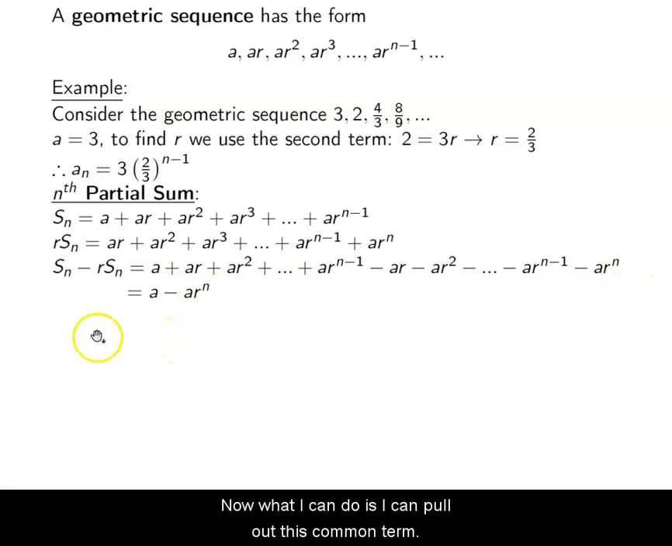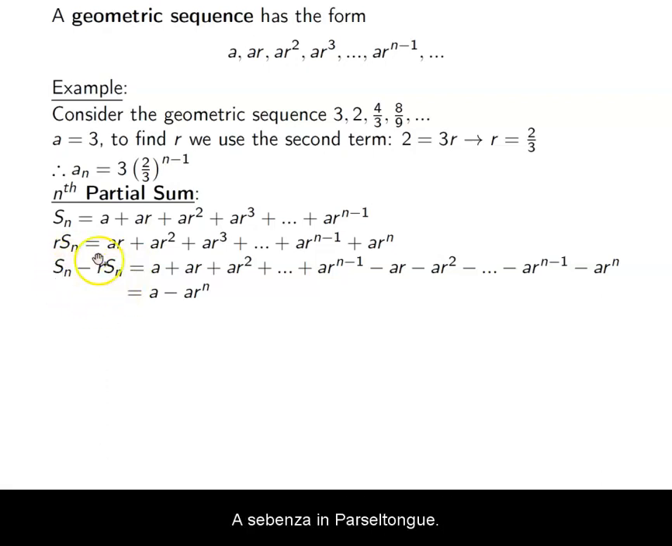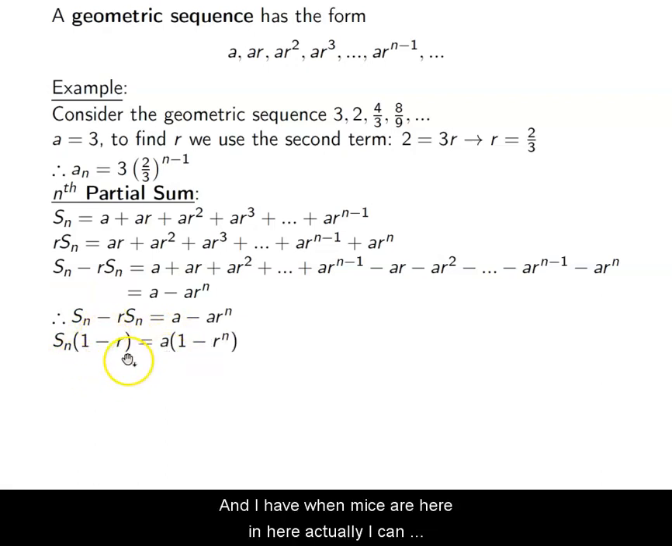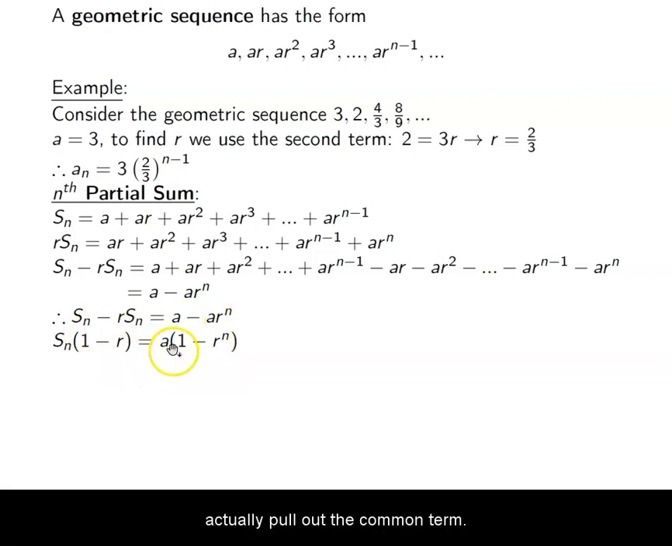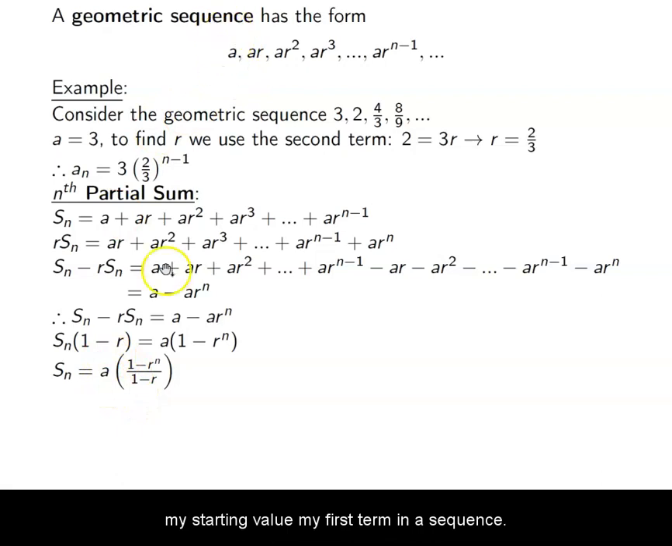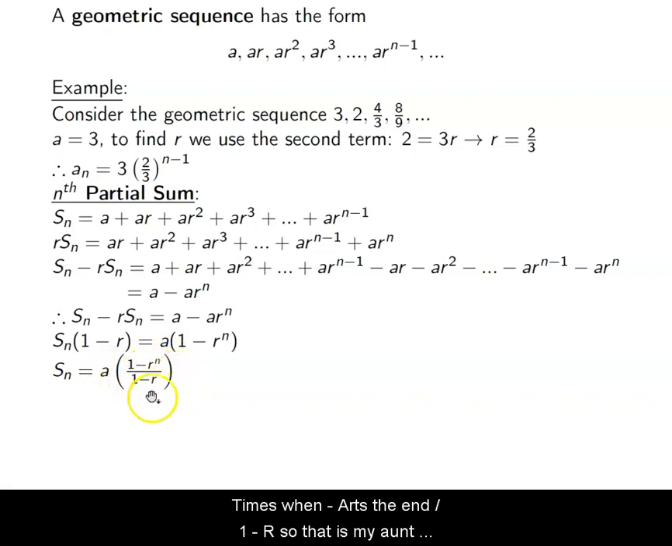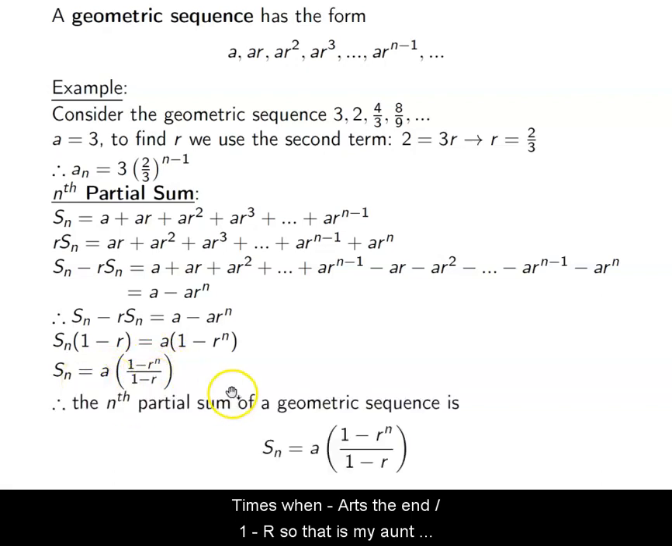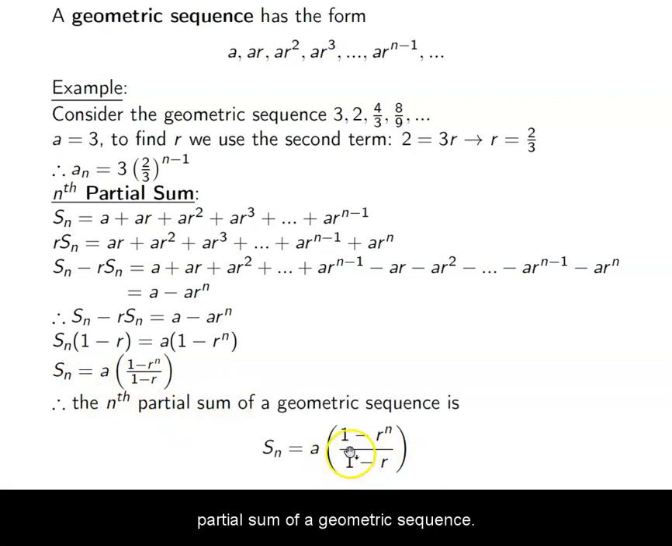Now I can pull out this common term of S sub n, the nth partial sum, and I have 1 minus r here. And here I can actually pull out the common term of a. So now when I isolate the nth partial sum, I have a, my first term in the sequence, times 1 minus r to the n, divided by 1 minus r. So that is my nth partial sum of the geometric sequence.